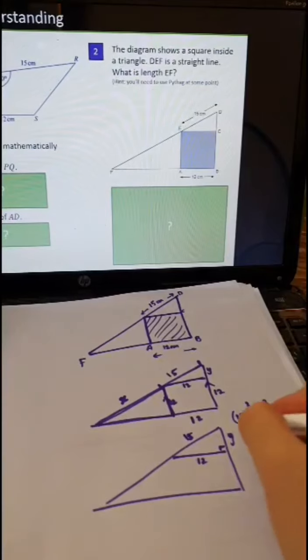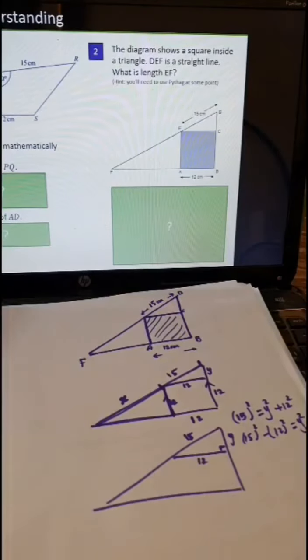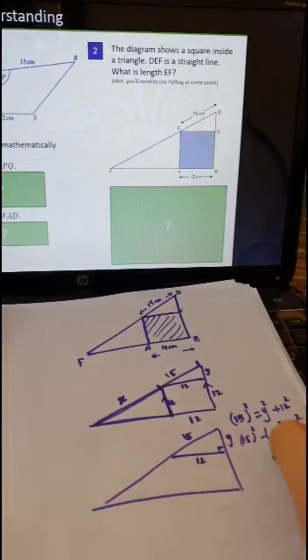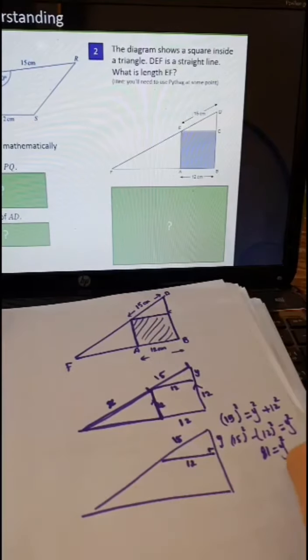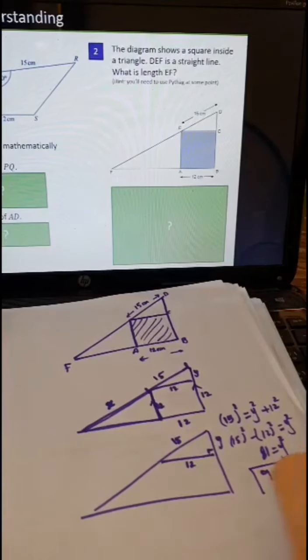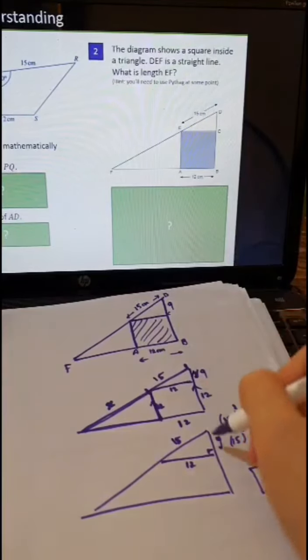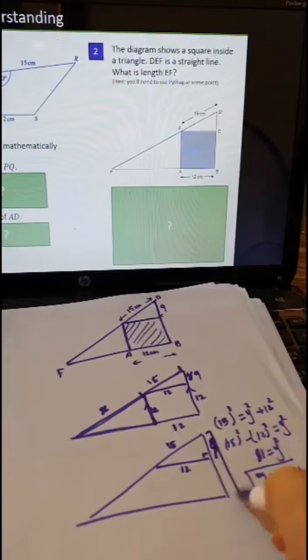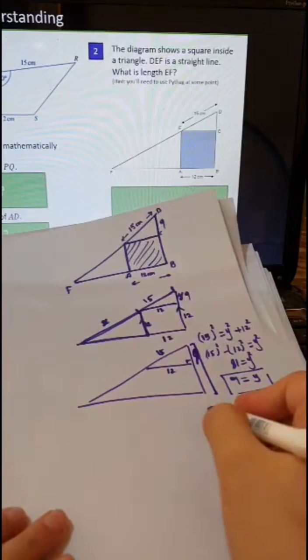So if I say 15 squared minus 12 squared, I'm going to get y squared. Now 15 squared minus 12 squared gives 81, equal to y squared. Taking the square root of each side, I'm going to get y equal to 9. So this part is equal to 9 centimeters. According to this, the whole side in this triangle, this is what I'm going to use now for my new graph.